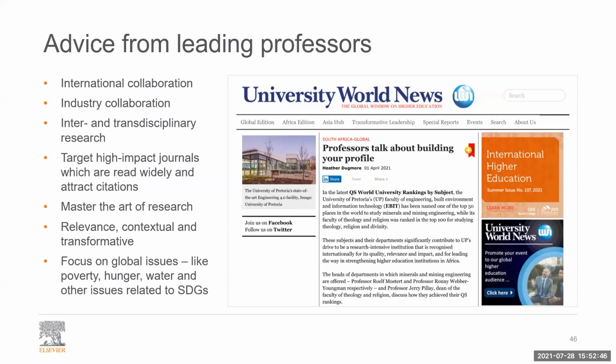They also mentioned in terms of the topics that they were working on is to focus on relevant, contextual and transformative kinds of topics. So also looking at the environment that you're in at the moment and linking it to specific issues that are important. And then focusing on global issues like poverty, hunger, water, and other issues that are also included in the Sustainable Development Goals. Right? So these are some of the strategies of professors that have been very successful in attracting attention to their research, and they did it very deliberately.